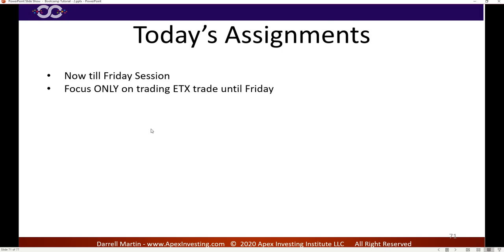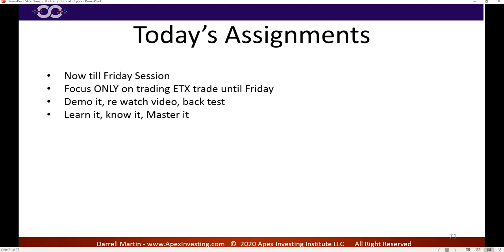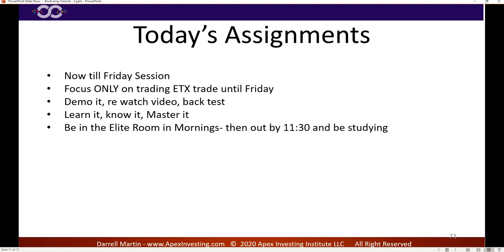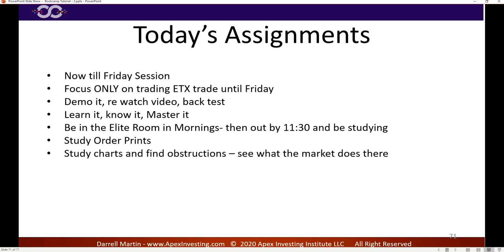Now till Friday session, focus only on trading the ETX as far as what you're actually trading, like in the room tomorrow morning and Friday morning. Focus on these ETXs, demo it, learn it, master it. Be in the elite room in the morning and then be studying. Study order prints, study your charts, find these obstructions. Learn to mark on your charts when you see these things piling up and making these levels.